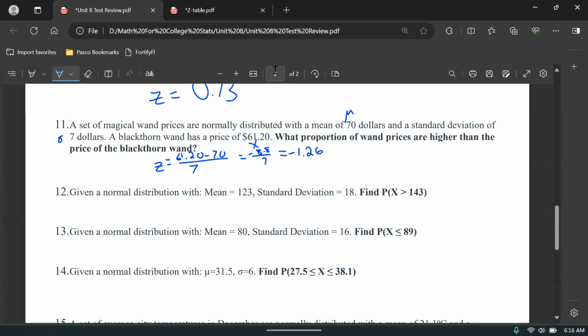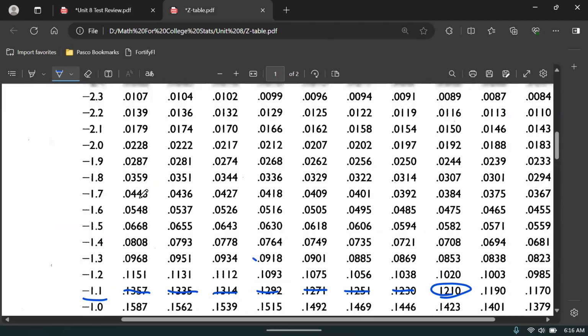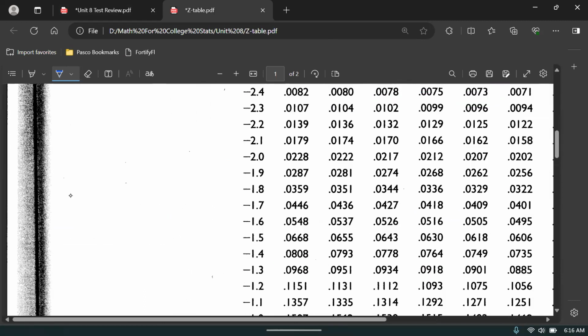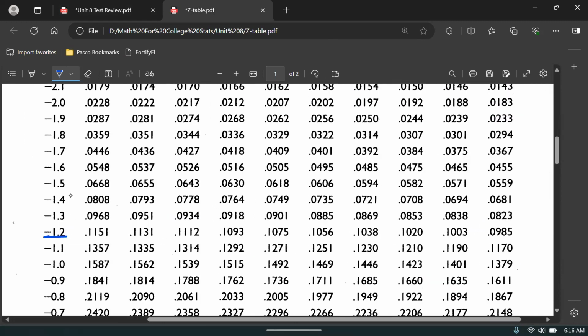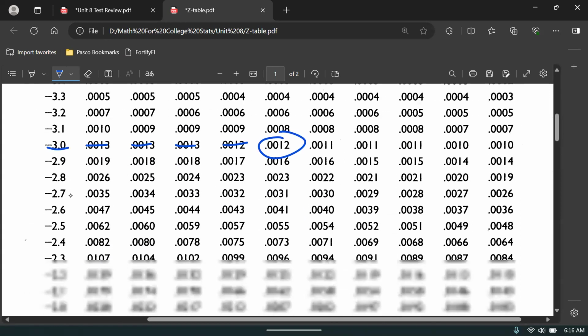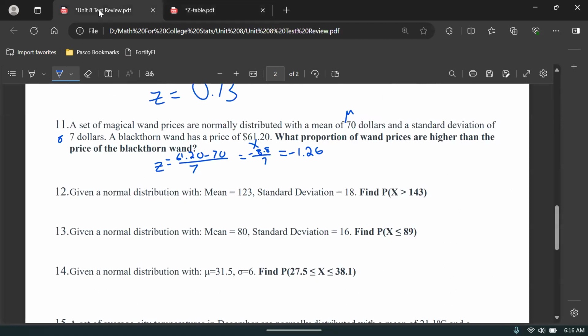So we're going to have to go to our z-score table, negative 1.26, negative 1. Let me erase some of this stuff. All right, so negative 1.26. So 0.20, 0.21, 0.22, 0.23, 0.24, 0.25, 0.26. If I scroll up, that should be under the 0.6. It is, okay. So 0.1038.